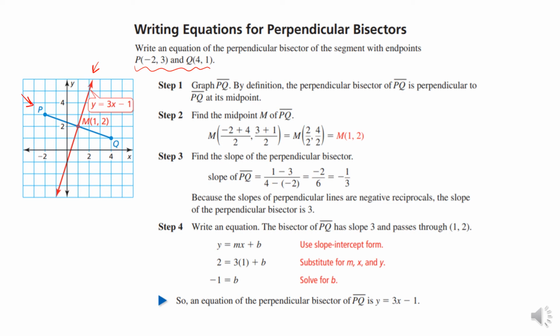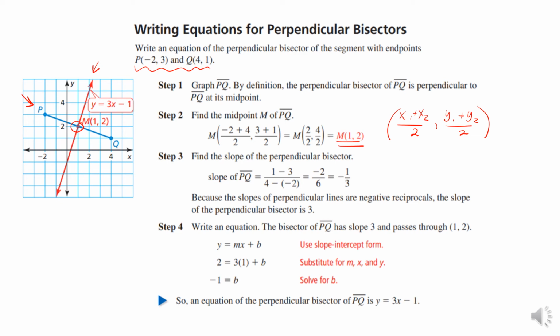Now, to find the perpendicular bisector, the first thing we have to do is find where it goes through. So we're going to find the midpoint, because we know that a perpendicular bisector cuts a segment in half. To find the midpoint of PQ, we use the midpoint formula, which is x1 plus x2 divided by 2, comma, y1 plus y2 divided by 2. That gives us a midpoint of (1, 2), which is this point right here.